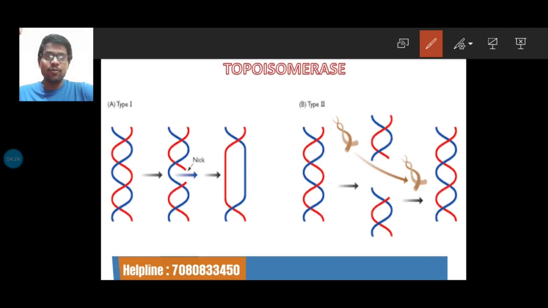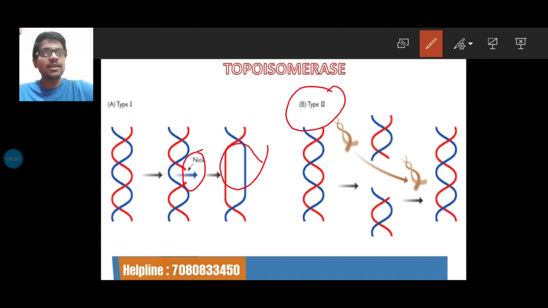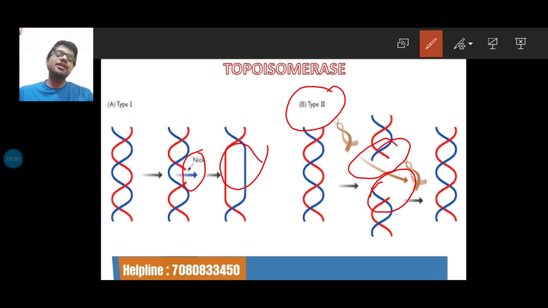Generally type 1 topoisomerase enzymes cause a single strand break. Then they pass those strands and the pressure is released here. Now in case of type 2 enzymes, they cause a double stranded break here and the pressure is released. Okay. Done.